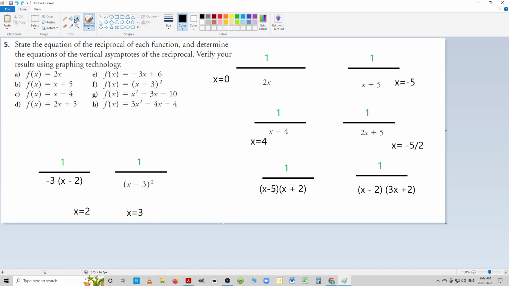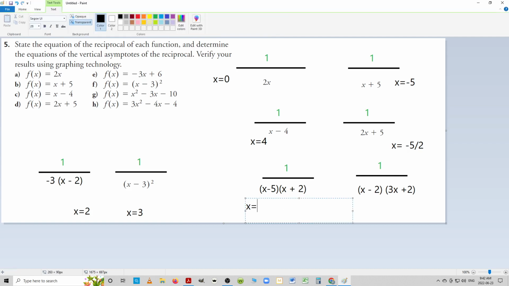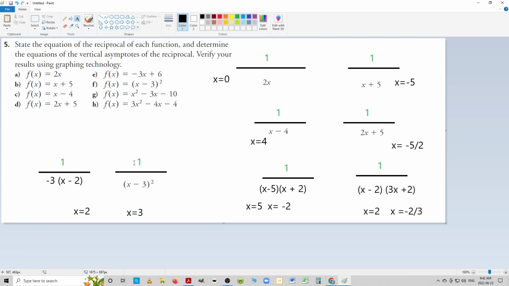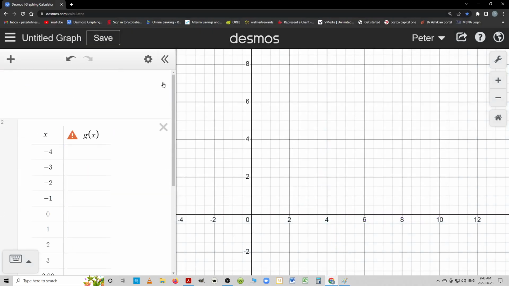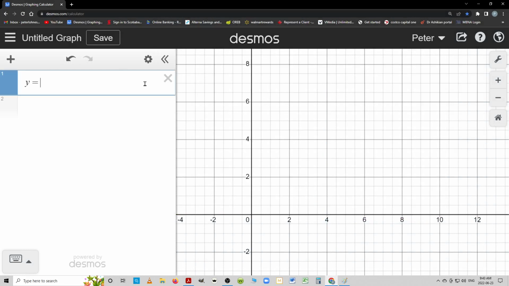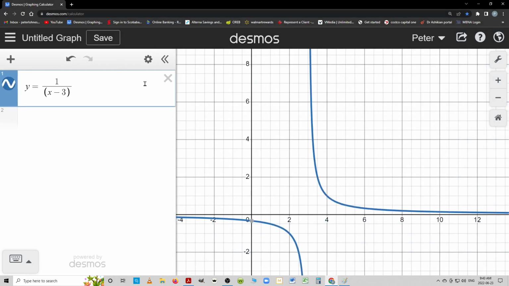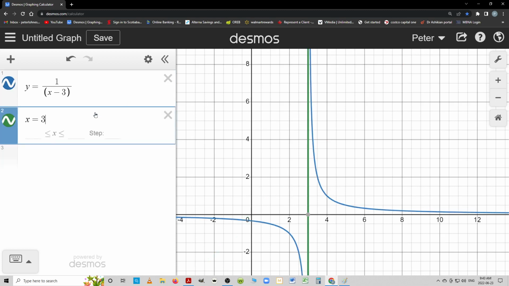The asymptotes here are just whatever each bracket would make. So there's 2 asymptotes here, and 2 asymptotes here. Simply set this to equal 0, and you get this. And that's the asymptote. All right, and then if they want me to graph it, I'll graph this one to show you. We'll get rid of all our graphs. Y is equal to 1 over x minus 3, and we'll put in the asymptote. But I'll let you do the other graphs.